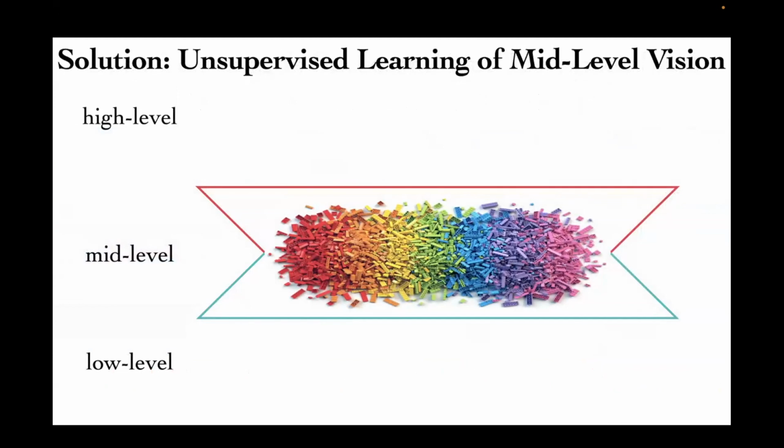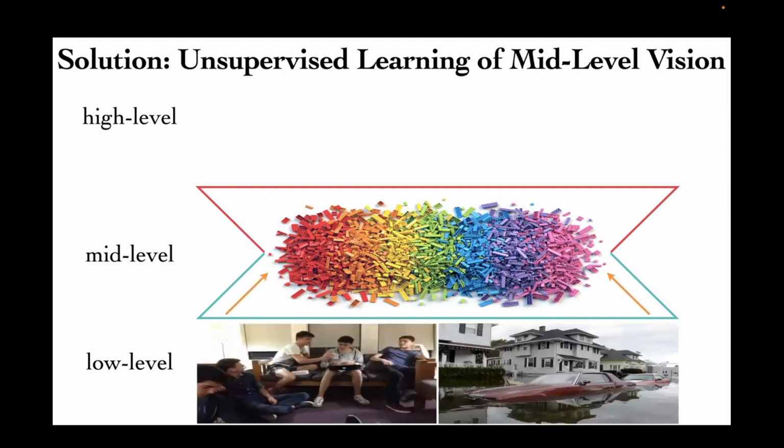So what I propose to do is unsupervised mid-level vision. You want to focus on these composable pieces. At the low level, you only have pixels, only intensities. There's not much you can say about them. But with mid-level vision, there are meaningful pieces, but not yet the full level of recognition.